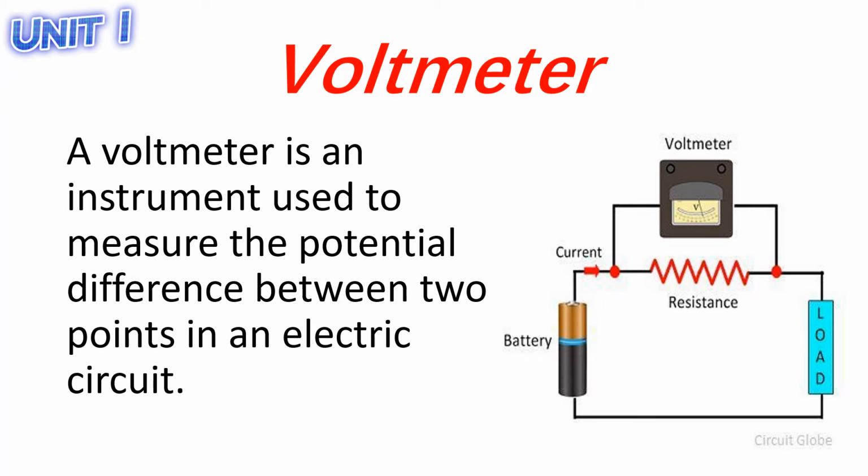Next, we have your voltmeter. Your voltmeter is an instrument used to measure the potential difference between 2 points in an electric circuit. For our example here, you can see the potential difference across the resistance from point A going to point B. Do you still remember your EMF, or your electromotive force? Your electromotive force is measured between 2 points in an electric circuit, especially in your battery. So if you place your voltmeter here, you are measuring your EMF.